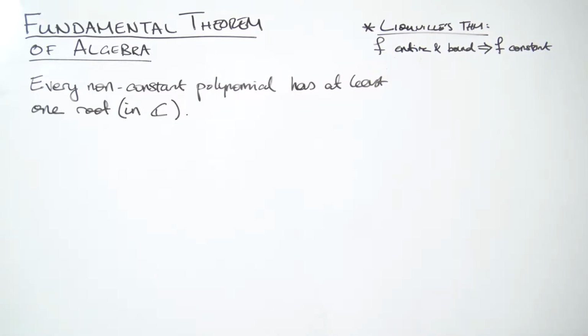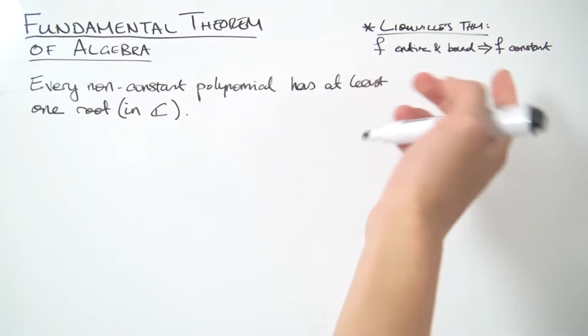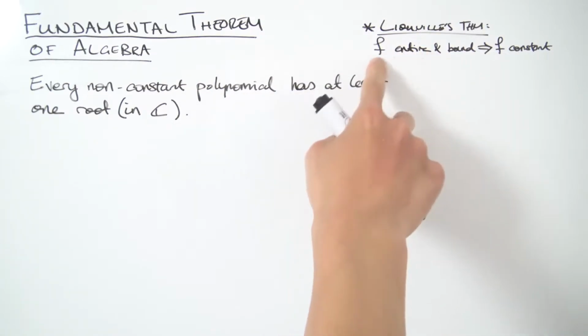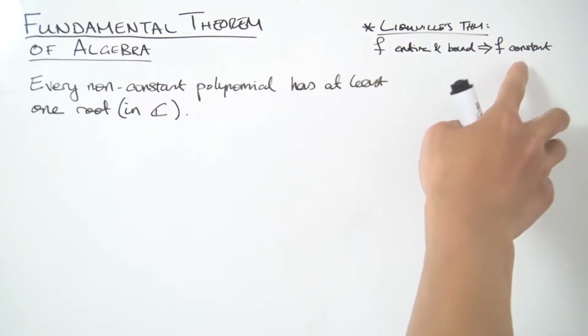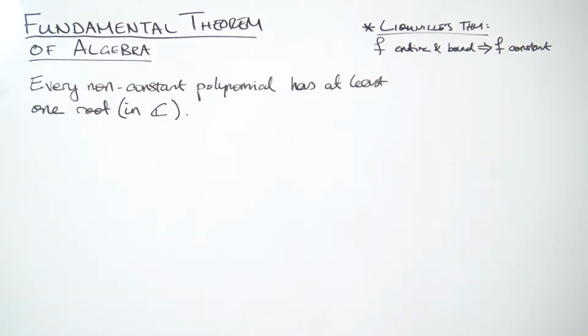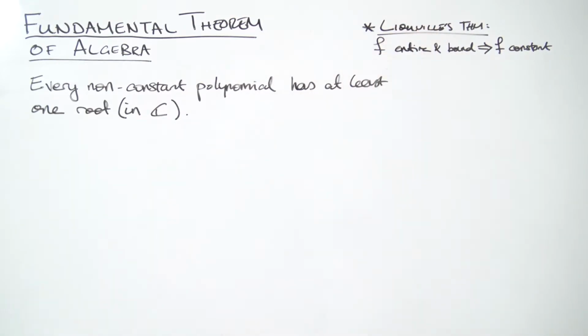The main ingredient for our proof will be Liouville's theorem, which is basically how the whole thing works. It states that if f is entire and bounded, f is a complex function by the way, then f must be constant. I've made a video on this in the past, I think it was the previous video, so I'll link that in the description below if you want to check it out. The fundamental theorem of algebra is kind of like the big corollary of Liouville's theorem.